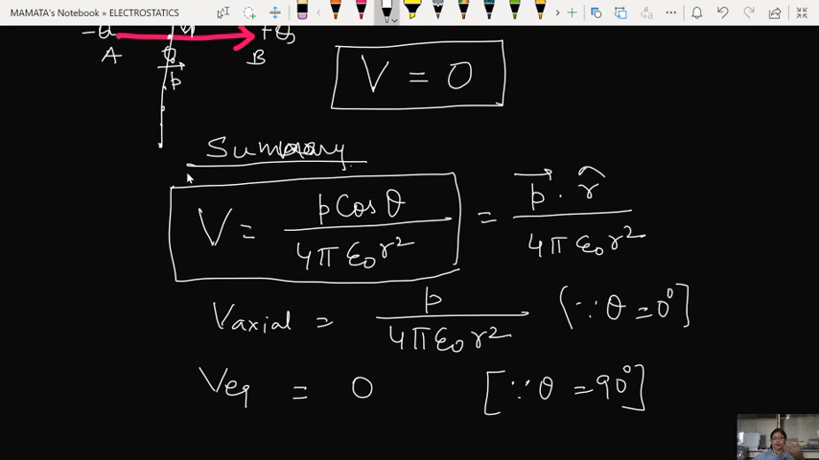Now in the next video, we will study the potential energy due to a system of charges and the potential energy of a dipole when it is kept inside a uniform electric field.